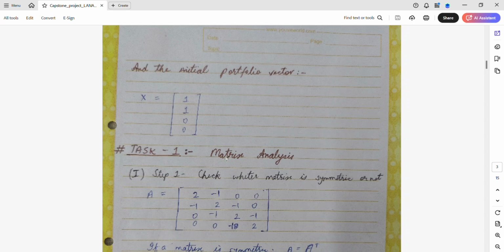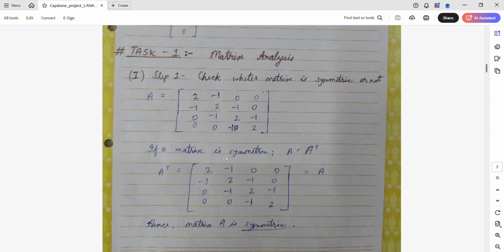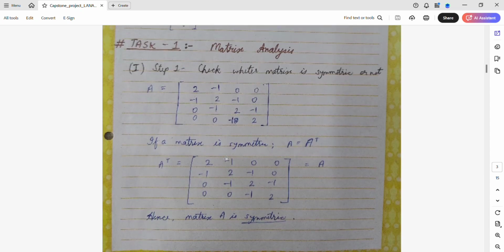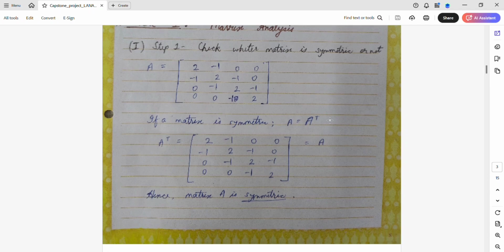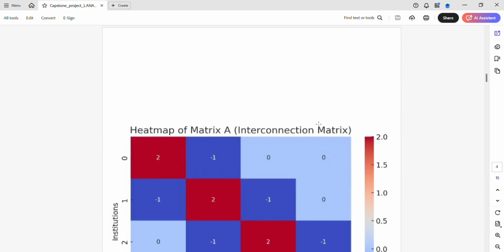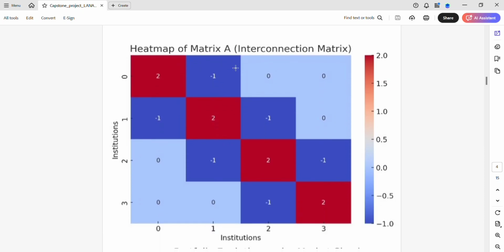Matrix analysis is done to check symmetry and properties like rank, etc. Firstly, I confirmed that matrix A is symmetric because it is equal to its transpose. Now, this is the heat map of matrix A, which shows the interconnection, as you all can see.